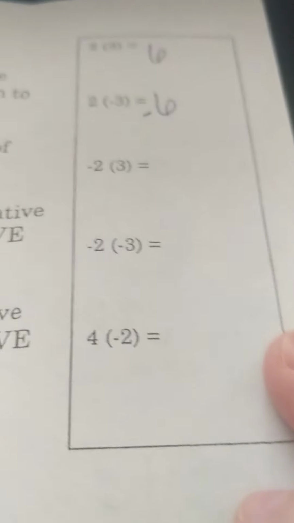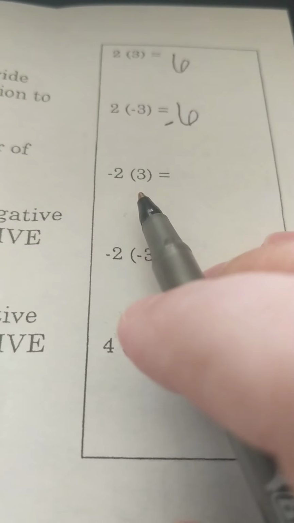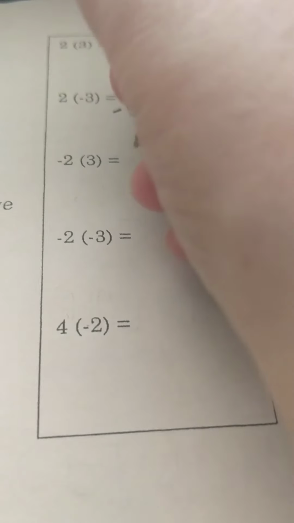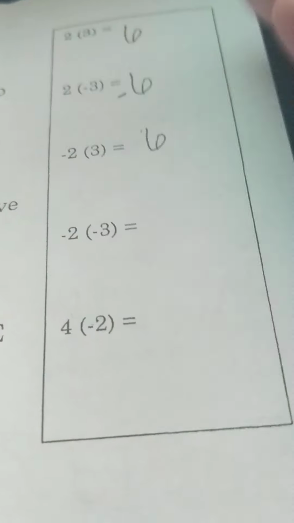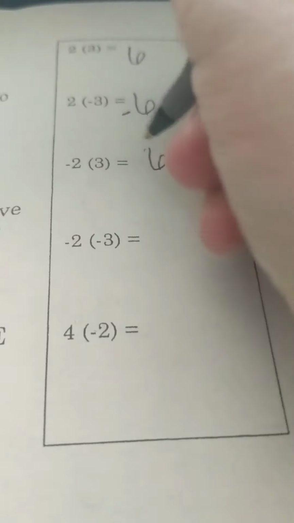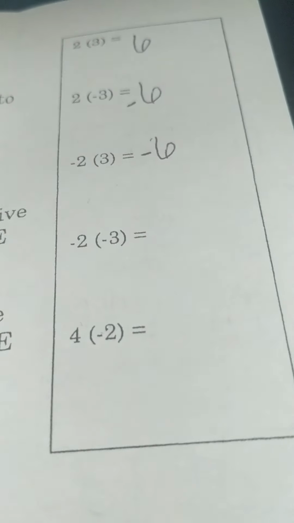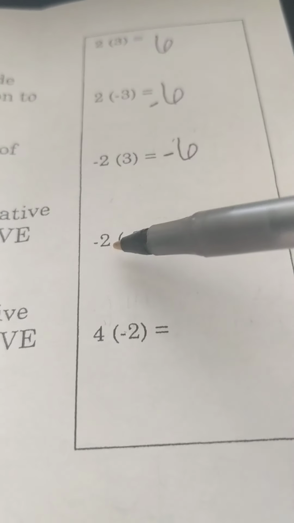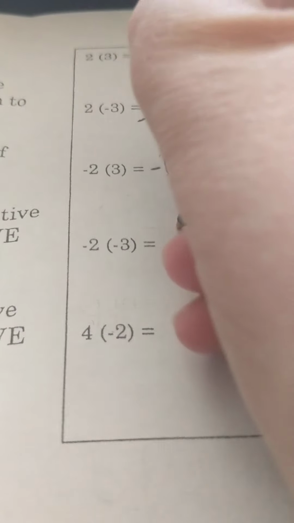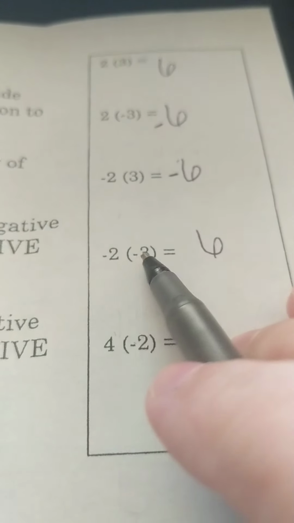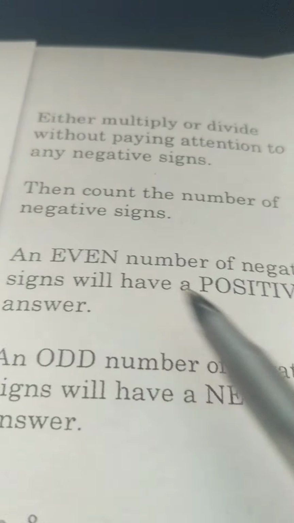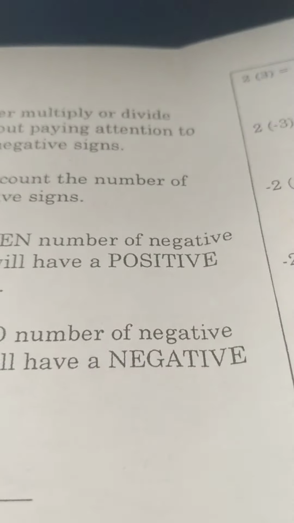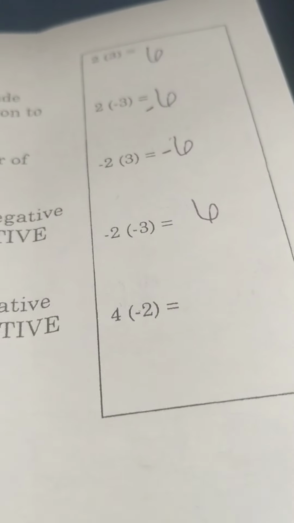Negative 6. Okay, so we have negative 2 times 3. So again, 2 times 3 is 6. We have one negative, so our answer is going to be negative. One negative means it's odd, so the answer is negative. Again, 2 and 3 make 6. This time we have 2 negatives. So since 2 is an even number, our answer is going to be positive. So we get positive 6.